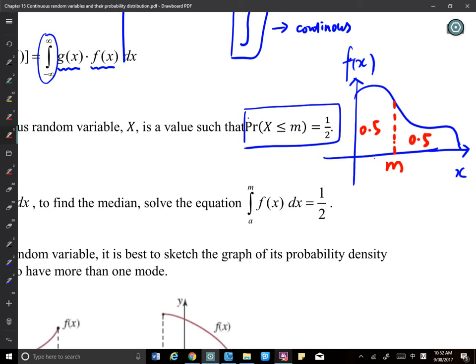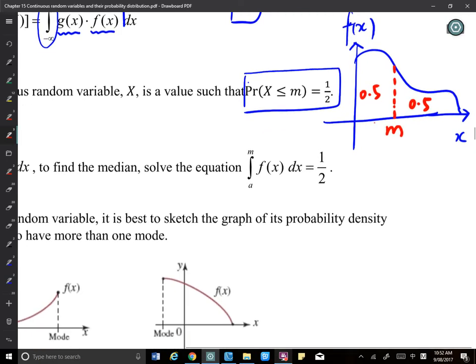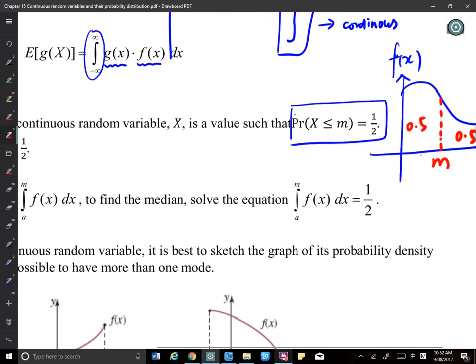Because the whole area will be 1. Okay, whole area will be 1. Then we see where is the 0.5. So what we can do is use calculator to solve.